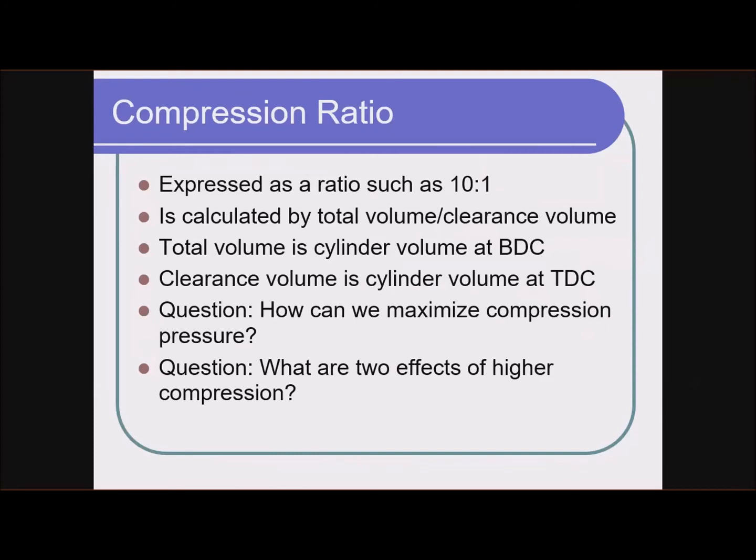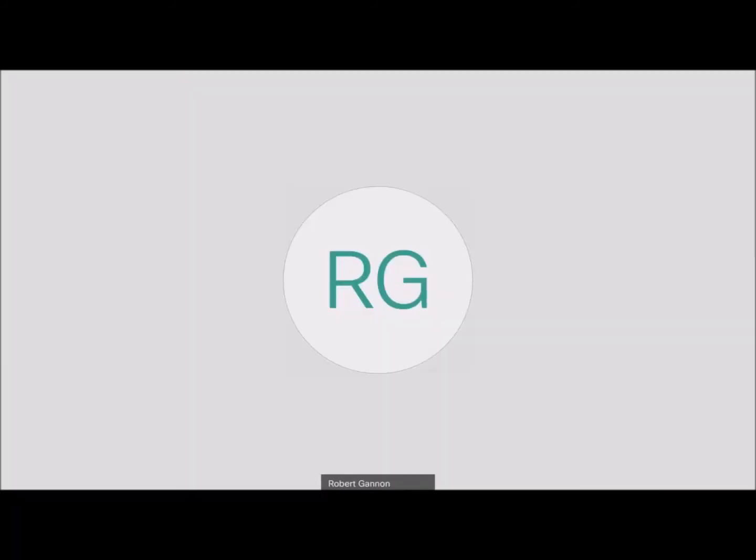Let me just look ahead. Okay. So now I want to talk about two effects of higher compression. And let me just get my face back on here a minute. This may be a little bit of an unusual way of teaching it. Let me put this camera down just a touch. All right, that was a touch too much.